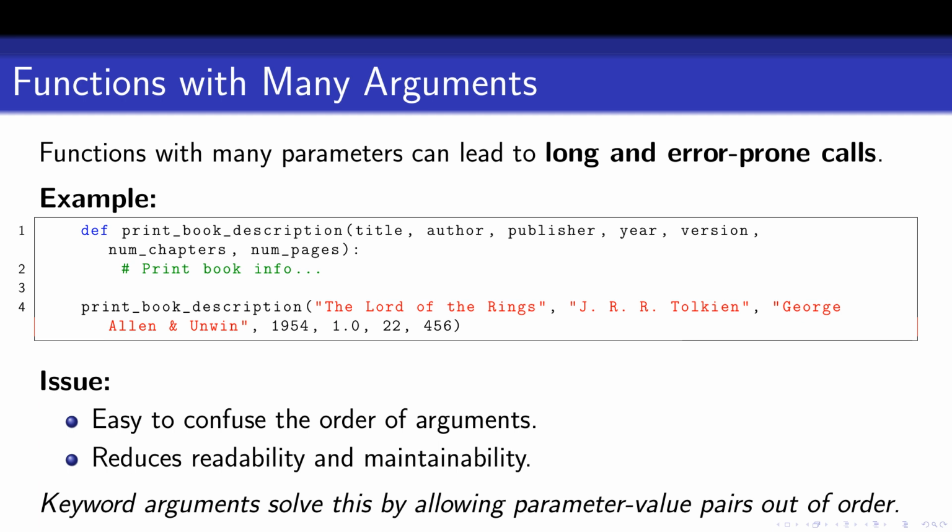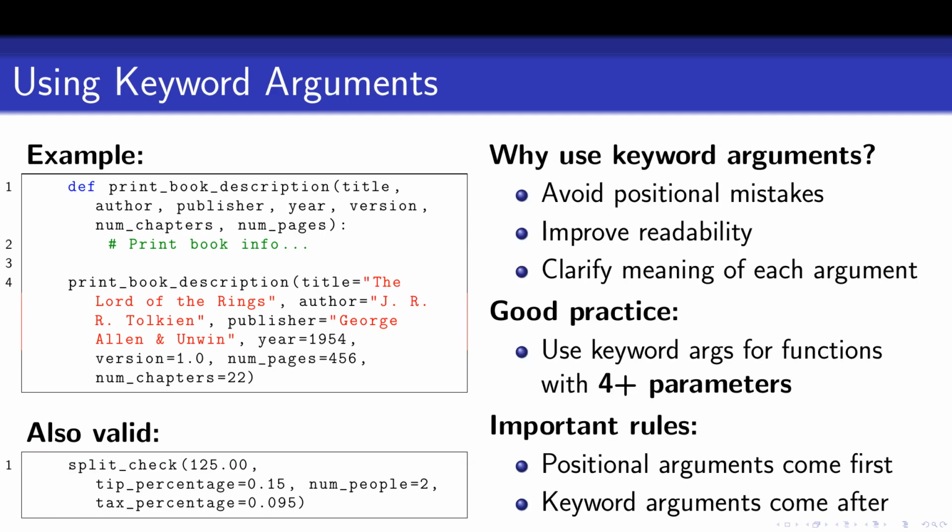The solution: use keyword arguments, which allow you to specify parameter names explicitly, making your code more self-documenting and less error-prone. Keyword arguments make function calls clearer and more reliable. Instead of relying on the order of positional arguments, you can specify values by name, such as title equals The Lord of the Rings and year equals 1954. This not only improves readability, but also helps prevent mistakes like mixing up argument order.